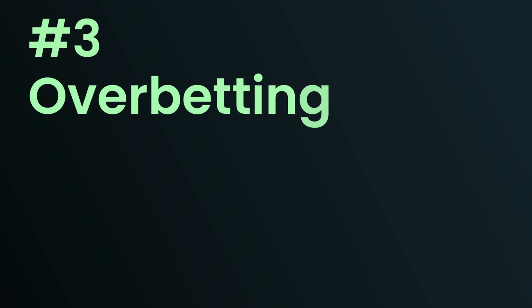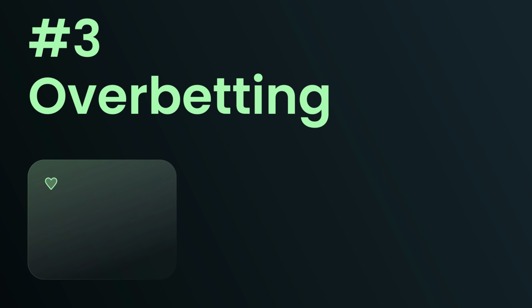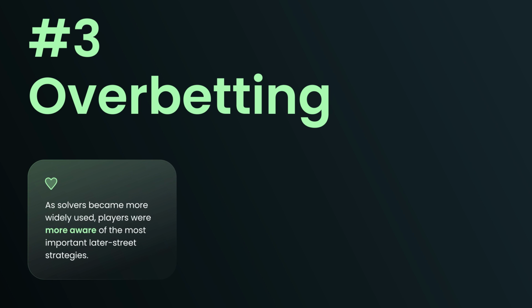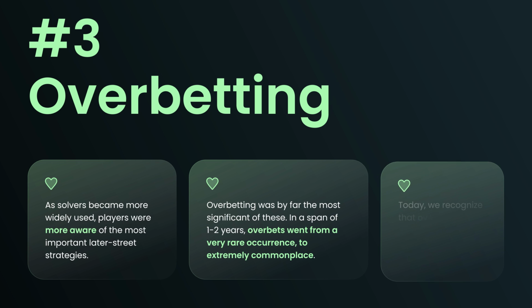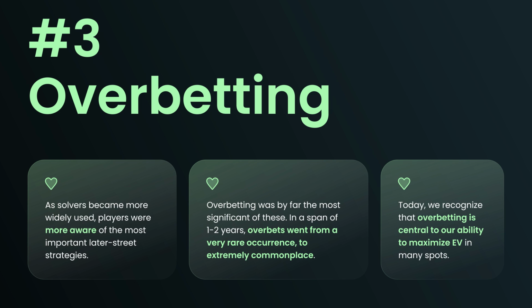So our third GTO discovery that changed how pros played poker is overbetting. Now, as solvers became more widely used, what happened is players were more aware of what the most important later street strategies were. And overbetting was by far the most significant of these, because in a span of 1 to 2 years, overbets went from a very rare occurrence to being extremely commonplace. Now, today we recognize that overbetting is central to our ability to maximize EV in many spots, but back in the day, we simply didn't.